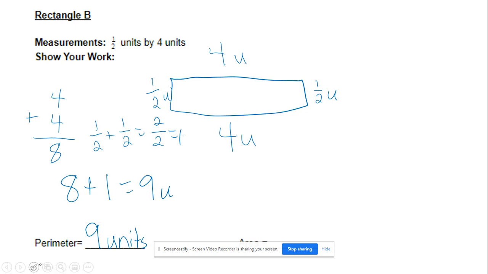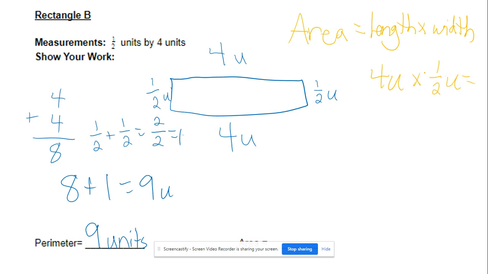Here we can also find the area. We can multiply the length times the width. Remember, area equals length times width. So we have 4 units times half of a unit. Well, let's see. 4 is the same as 4 over 1. 4 times 1 is 4. 1 times 2 is 2. So that's 4 halves, or 4 divided by 2, which is 2. And units times units is units squared. So our area would be 2 units squared.